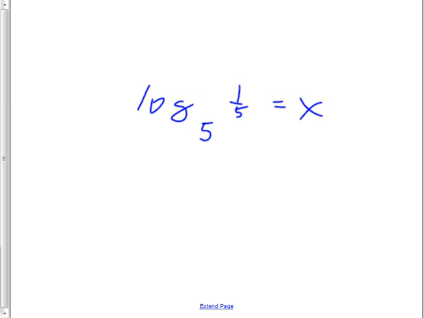Could you tell me two ways you could do it? Tell me all the ways you could do it to start with. Rewrite: 5 to the x equals 1/5. And then you just think about it. You take 5 and you put it to the what, and you get 1/5. And the answer would be -1.